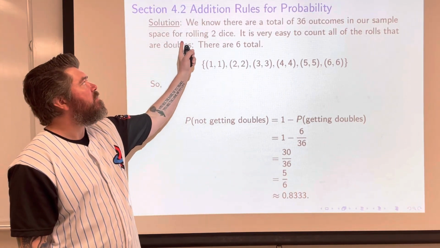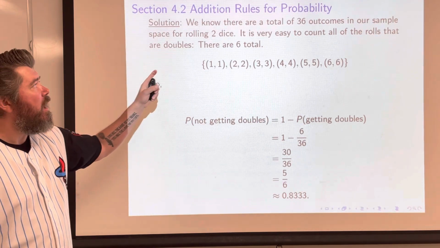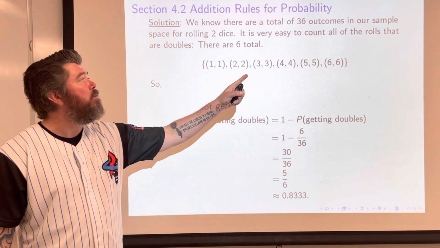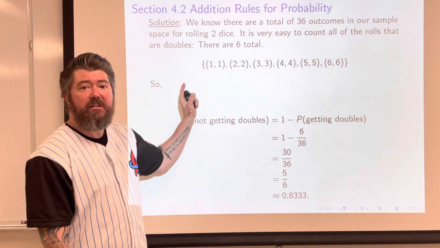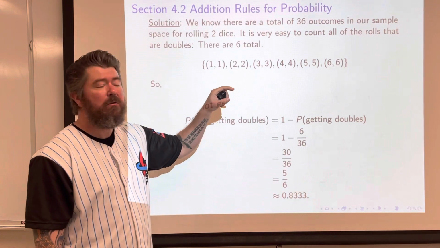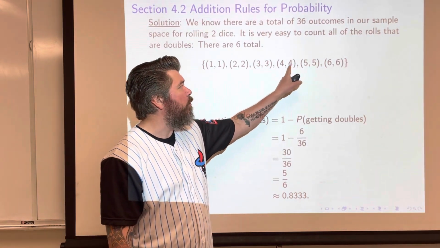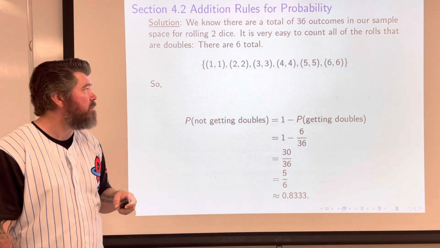So notice there are a total of 36 outcomes, and it's very easy to count all of the rolls that are doubles. The doubles would be I roll a 1 and a 1, I roll a 2 and a 2, I roll a 3 and a 3, a 4 and a 4, a 5 and a 5, and a 6 and a 6. That's very easy to list.